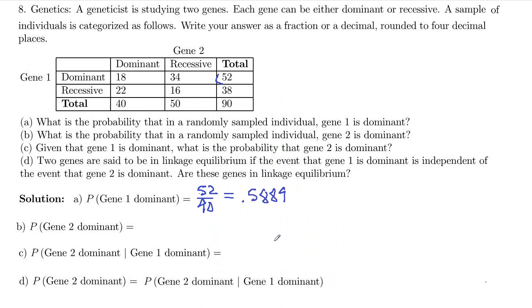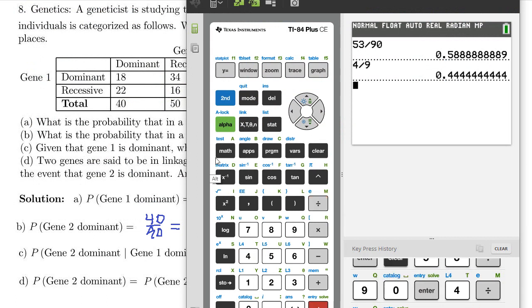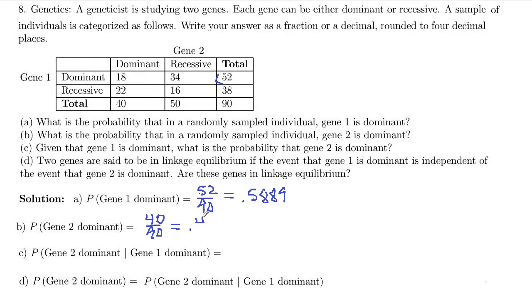So 58.89%. Probability gene 2 is dominant. So gene 2 dominant is this column, 40 out of a total of 90. So 4 divided by 9, 0.4 repeating. So 44.44% probability there.